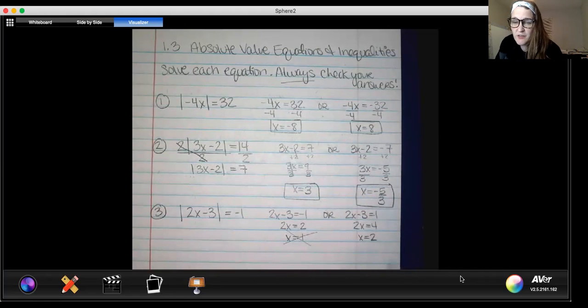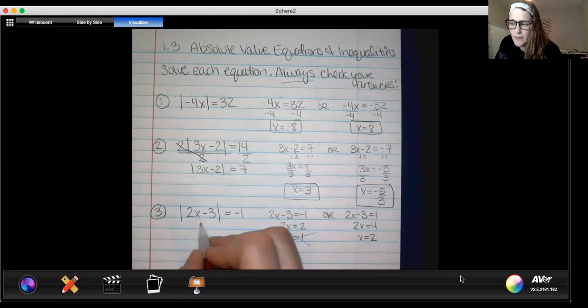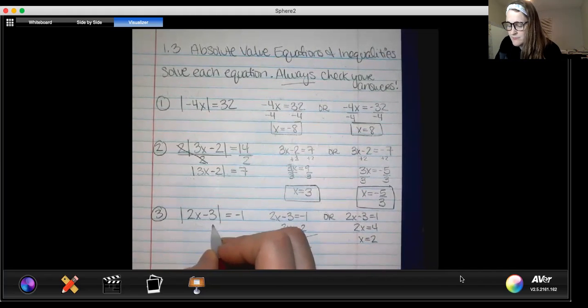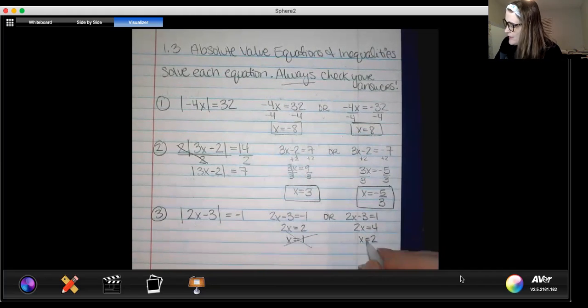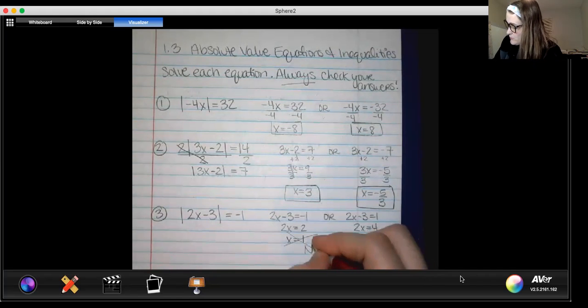Okay, let's move on to the other one, 2. 2 times 2 is 4. 4 minus 3 is 1. Absolute value of 1 is 1. That doesn't equal -1 either. So what does that mean if both of them don't work? Well, it means that you have no solution.